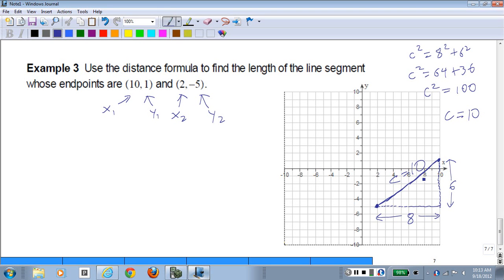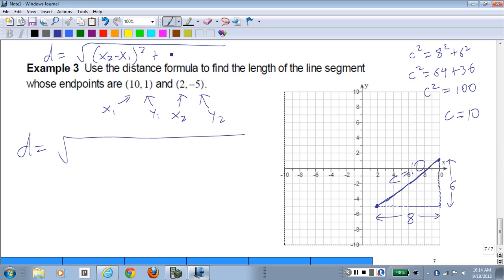Let's see what the distance formula looks like, and let's compare. D equals the square root of. All right, do we need the distance formula for reference? Possibly. X sub 2 minus x sub 1 quantity squared plus y sub 2 minus y sub 1 quantity squared. There it is.